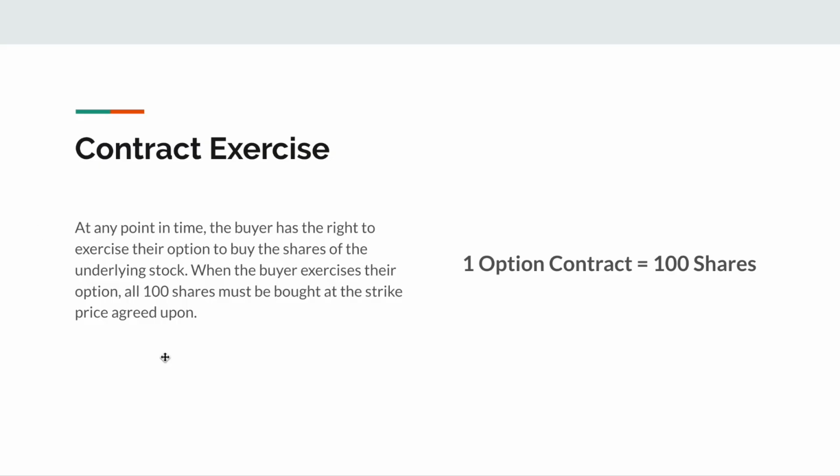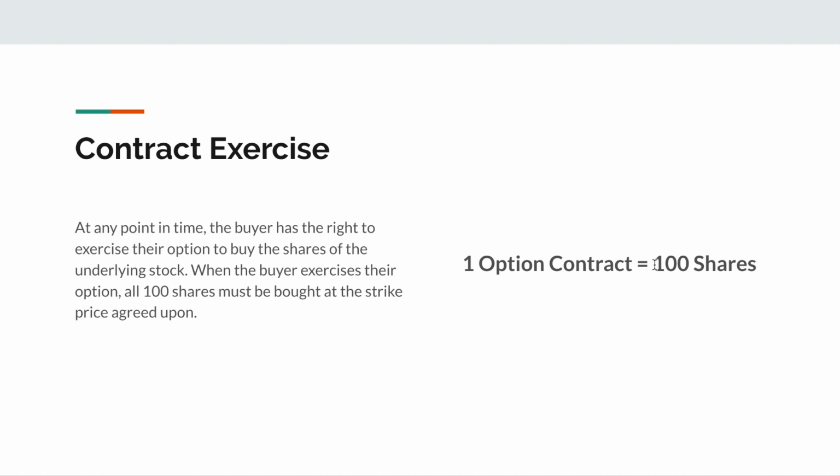What happens when someone decides to exercise a contract, or what does it even mean to exercise a contract? We've already explained that there are two sides to an option contract, which is one buyer and one seller. Now, at any time, the buyer has the right to exercise their option to buy the shares of the underlying stock. When the buyer exercises their option, all 100 shares must be bought at the strike price agreed upon. So remember, there are two sides to an option contract, one buyer and one seller, and there is a total of 100 shares in question. One option contract equals 100 shares.